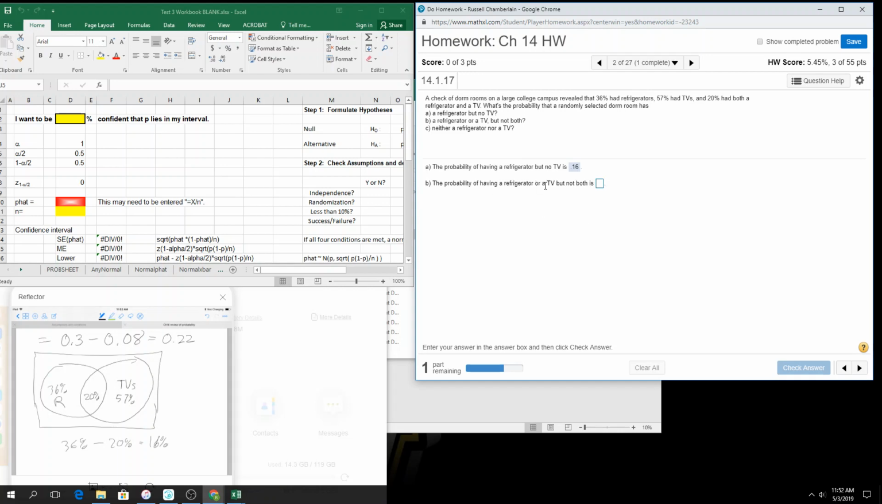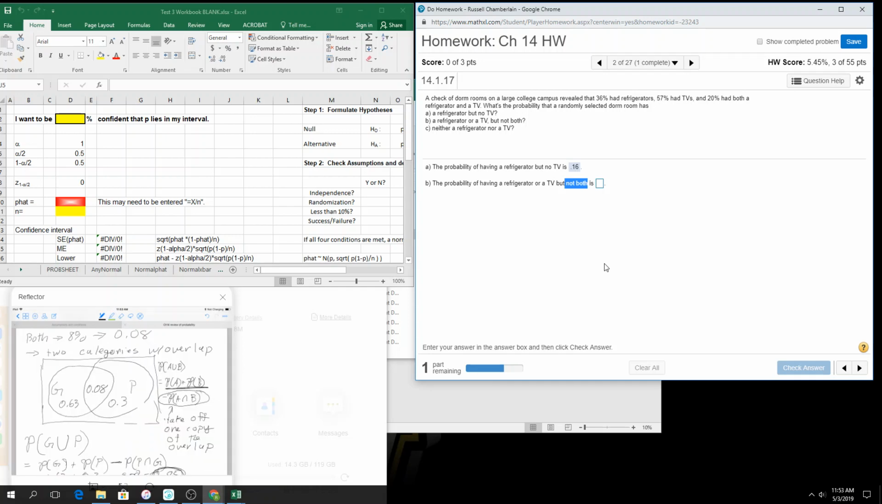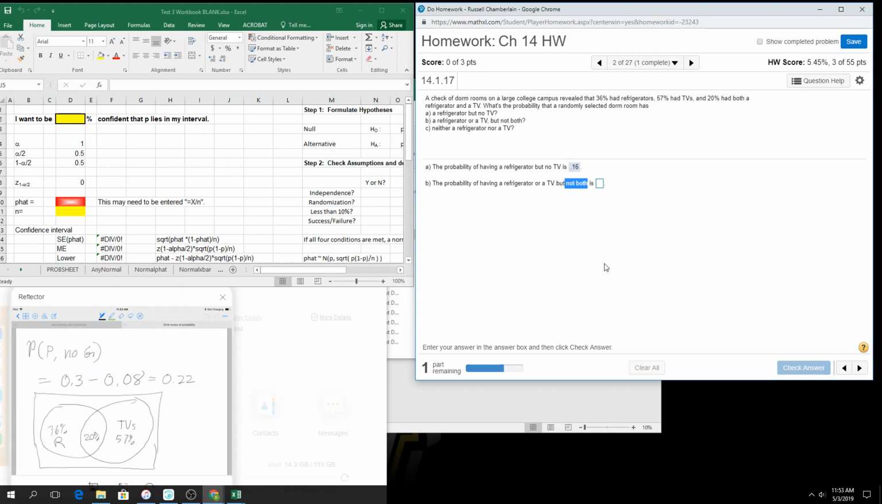Okay, so refrigerator or TV, but not both. So this is different than refrigerator or TV, right? Back here we subtracted off one copy of the intersection so that we had garage, pool, or both. Now we're going to subtract off 2 copies of the intersection so that we don't have any overlap. So 36 plus 57% minus 40%.